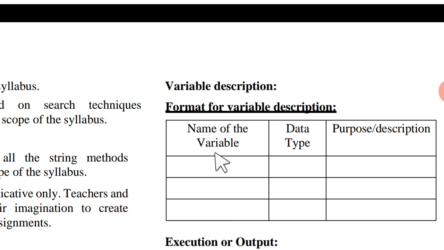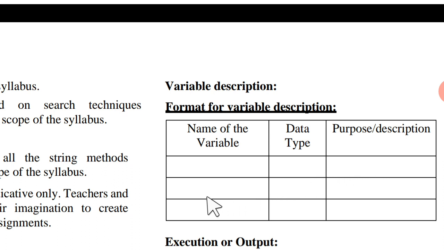So every program must have a variable description: the name of the variable, then the second column is the data type, then purpose, description, right? Like you are doing a program of factorial, so you will have a variable to store the number whose factorial is to be calculated, and then its data type, and then why it is declared, meaning to store the number whose factorial is to be calculated.